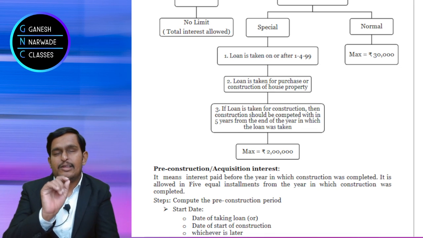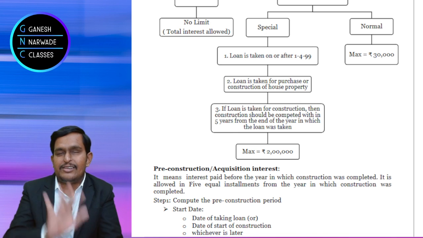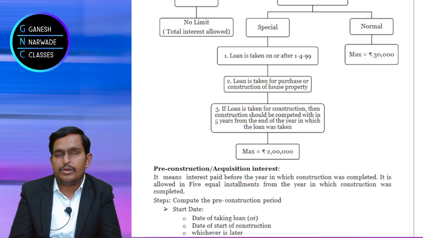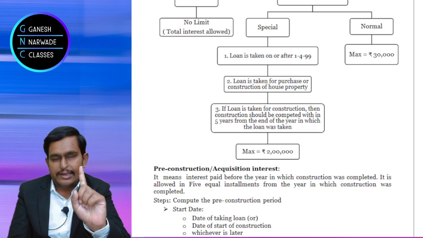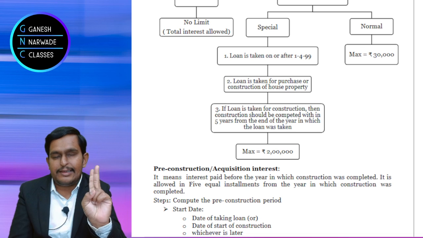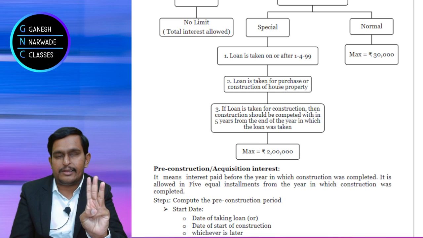Did you take the loan on or after 1st April 1999? Did you take the loan for construction or purchase of house property? Did you take the loan for construction and complete the construction within 5 years from the date of taking the loan? If all 3 conditions are satisfied, I am talking about special cases: loan taken after 1st April 1999, second, for construction or acquisition, and if it is for construction, complete it within 5 years of taking the loan.